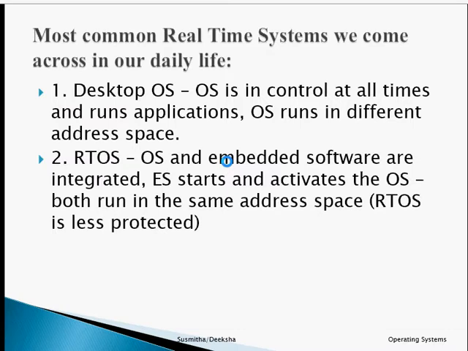Most common real-time systems we come across in our daily life are desktop operating systems and real-time operating systems. In desktop operating systems, the operating system is in control at all times and runs different applications, in different address spaces. Whereas in real-time operating systems, the operating system and embedded software are integrated. Embedded software starts and activates the operating system, and both run in the same address space. When compared with desktop operating systems, real-time operating systems are less protected.